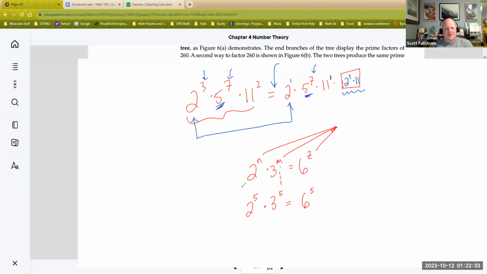So yeah, if you have a base of 2 and a base of 3, can we raise those to powers to get some kind of base of 6? And the answer is yes, you can. And there are many, many different ways to do it. All right.